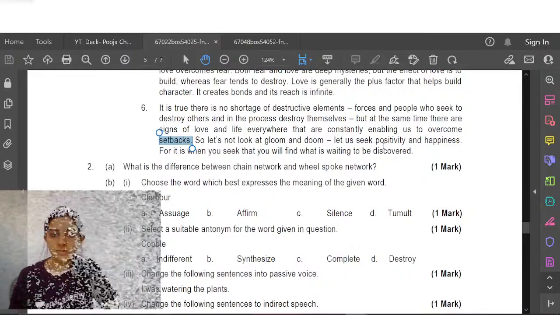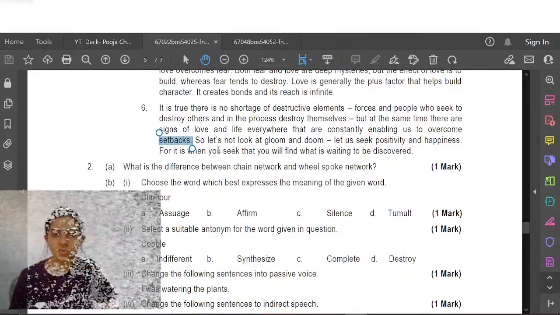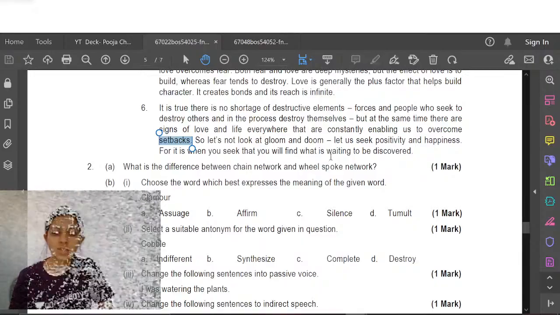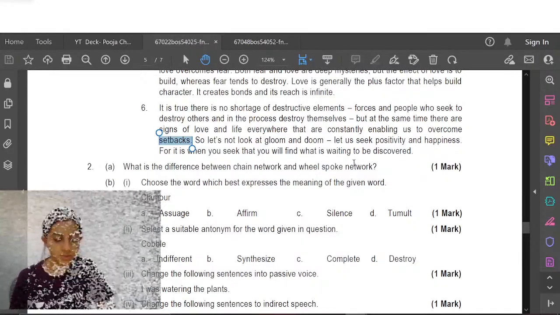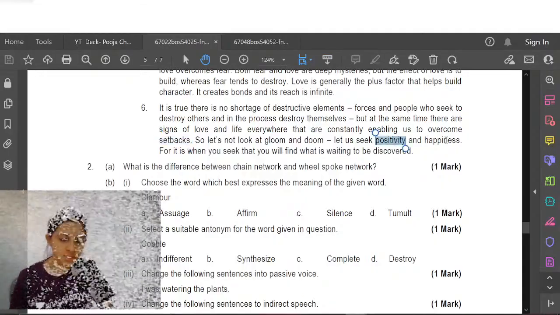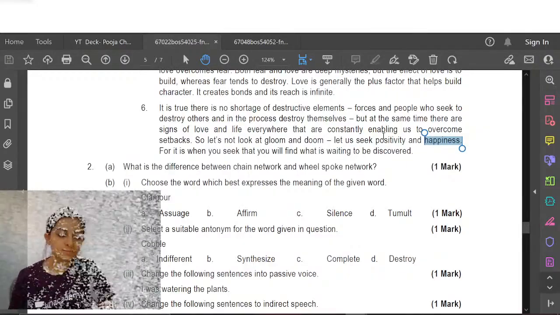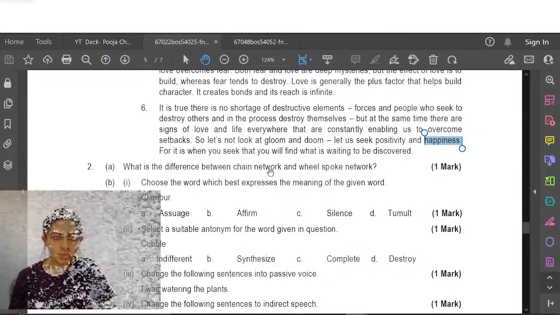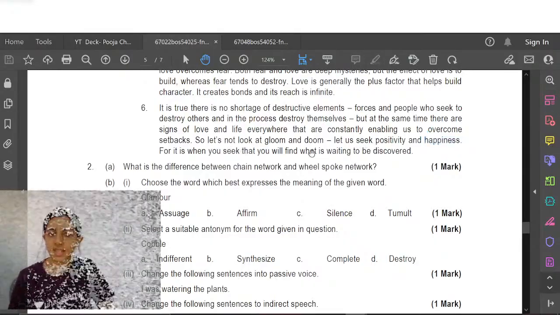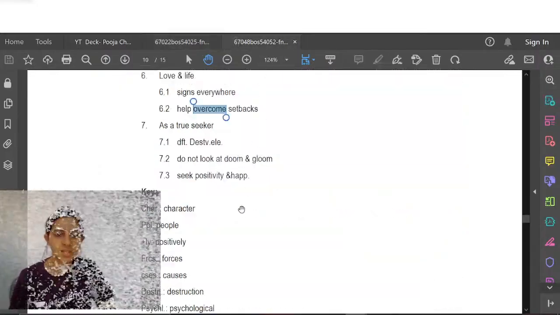Let us seek positivity and happiness. For it is when you seek that you will find what is waiting to be discovered. So, as a true seeker, what you should do? You should seek positivity, happiness. Do not look at doom and gloom. And what else? Seek positivity and happiness. For when you seek that, you will find what is waiting for you to be discovered. Okay, let's see if our points match.